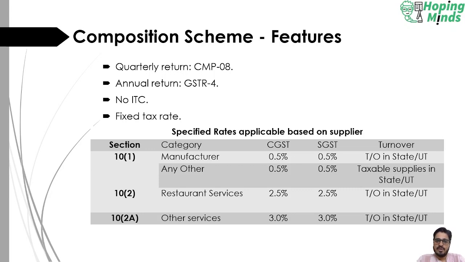So the rates of composition scheme as per section 10(1), 10(2) and 10(2A) are: for manufacturers it is 1%, half of which goes to state and half of which goes to center. For restaurant services it's 2.5% and 2.5%, that is in totality it is 5%. In case of other services it is 3% and 3%, that is 6%.